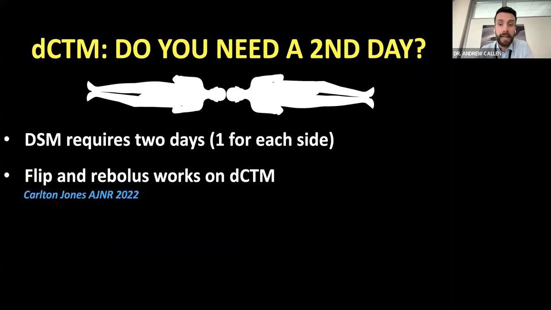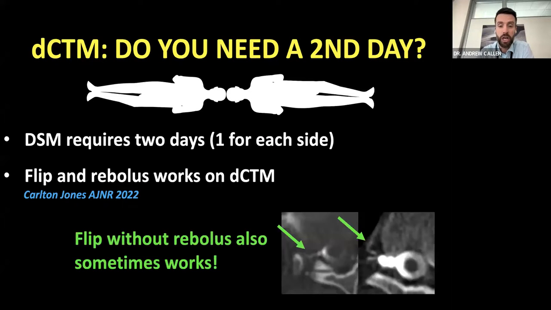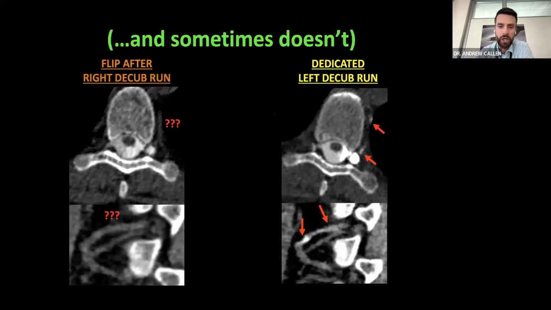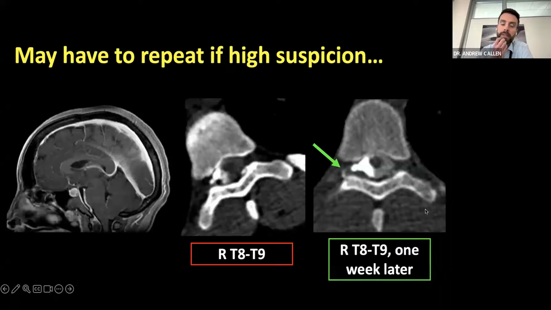Now, we mentioned that you need a second day of imaging during DSM. Do we need one during dynamic CTM? Well, actually, no, not necessarily. You can perform both sides of imaging on the same day with 2 separate injections, or you can flip the patient over and just scan them immediately and sometimes catch these fistulas that way, such as these 2 fistulas that we were able to identify without re-injecting the patient. But sometimes you don't get so lucky. This patient we flipped over, didn't see anything, but we had high suspicion. We re-injected, and we see this fistula show itself, which was otherwise very shy.